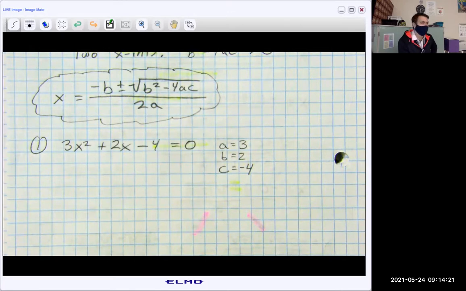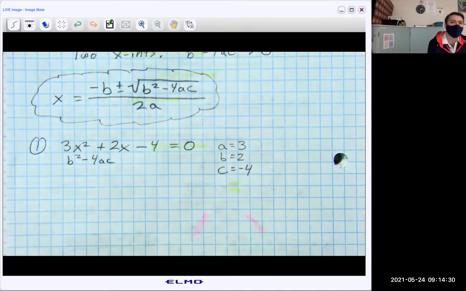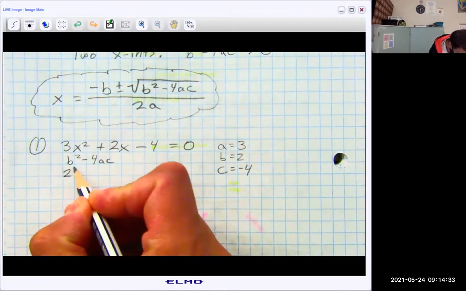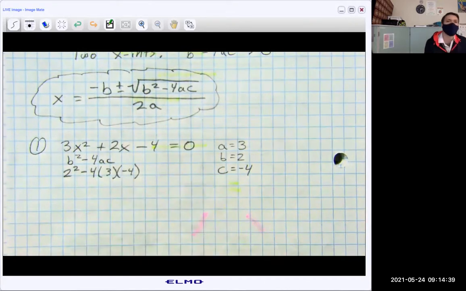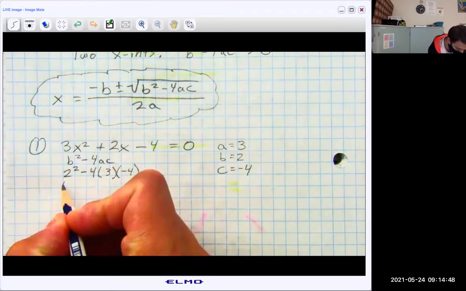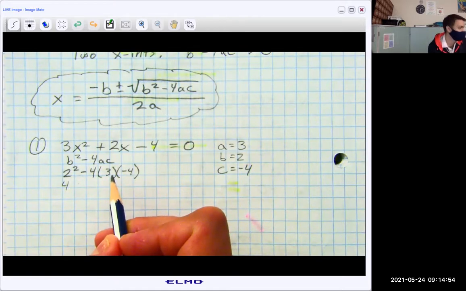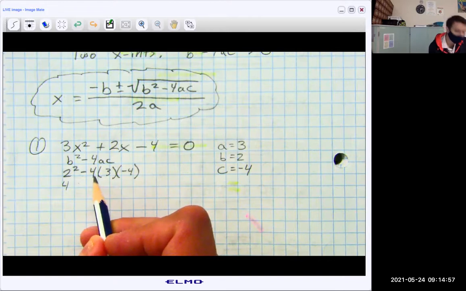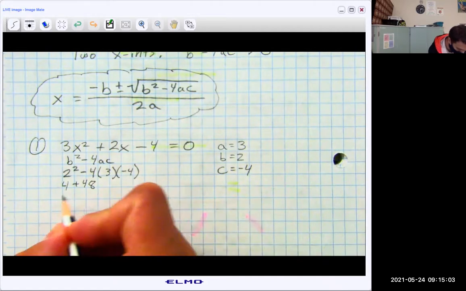And then what we want to do is we want to figure out what do we get with the discriminant. So what do we get if we go b squared minus 4ac? Well, let me see. My b is 2. So I'm going to have 2 squared minus 4 times 3 times negative 4. And now it's just an order of operations problem. 2 times itself is 4. And then we have negative 4 times 3, which is negative 12. And negative 12 times negative 4 is positive 48. So we're going to have 4 plus 48, which gives us 52.